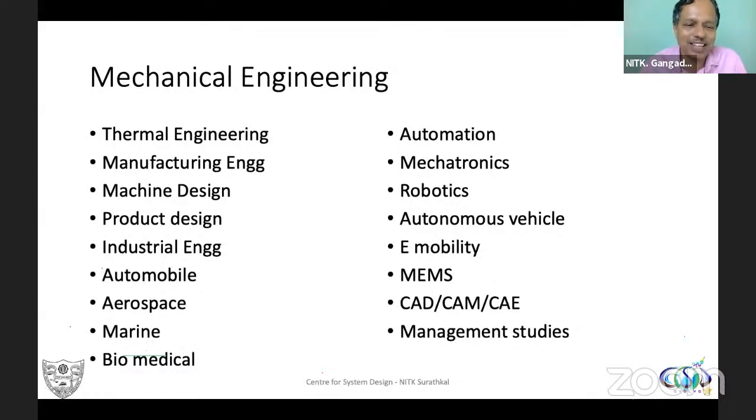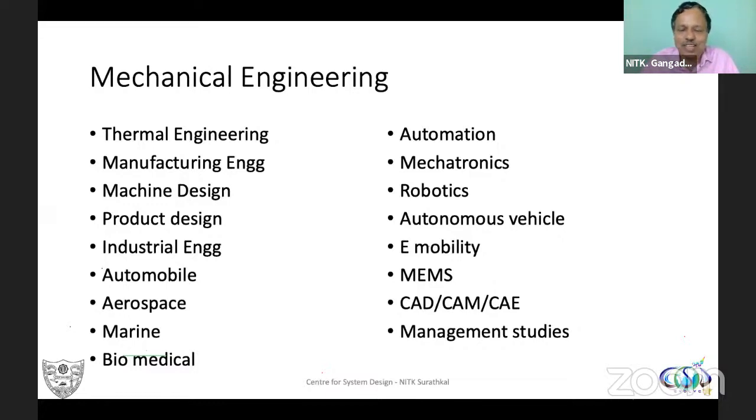But is mechanical engineering just that? No, you can get subdivided into thermal, manufacturing, machine design, production, or manufacturing and production, industrial engineering, automobile, aerospace, marine engineering, biomedical, automation, mechatronics, robotics. The autonomous vehicle, major activity comes from mechanical engineering, even though software and sensors are an integral part of it.